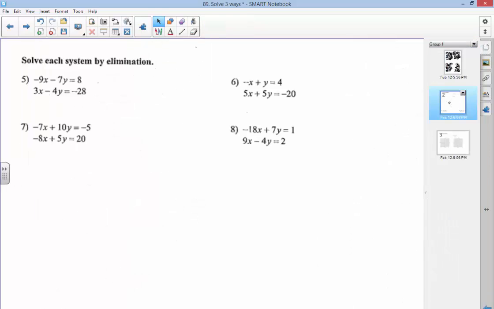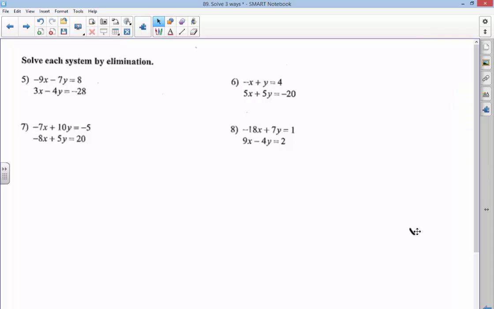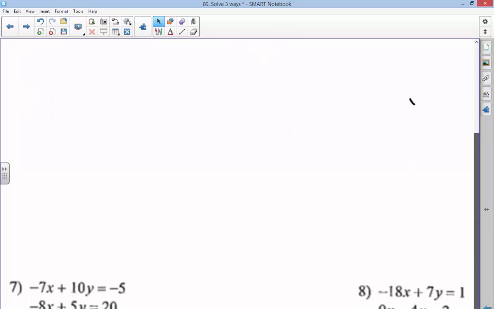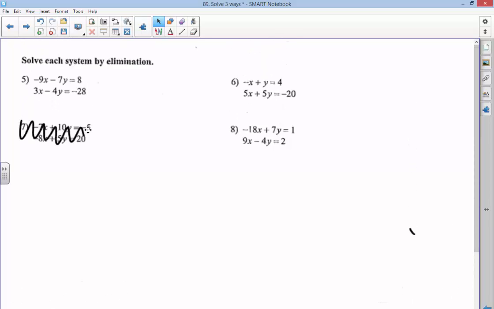Substitution? Awesome. Elimination. All right, in order to eliminate, your letters have to have the exact same coefficient. So again, we're going to do 7 and 8. I just have them down here cut and pasted, so I'm just going to cross them off. Don't cross them off on yours.